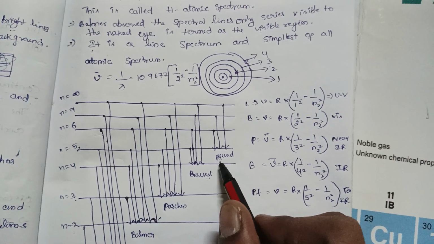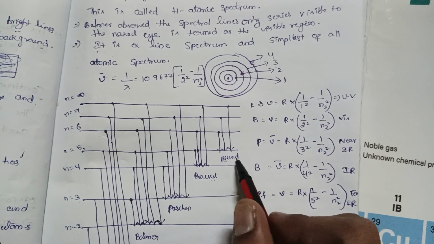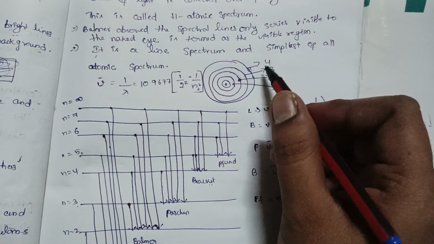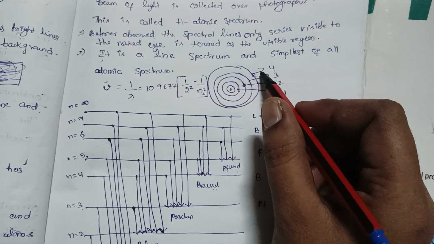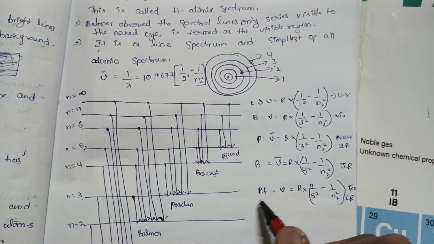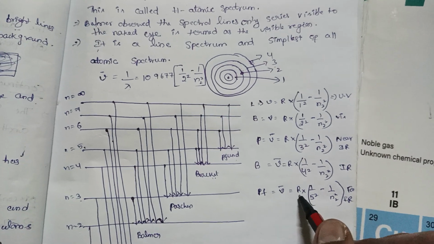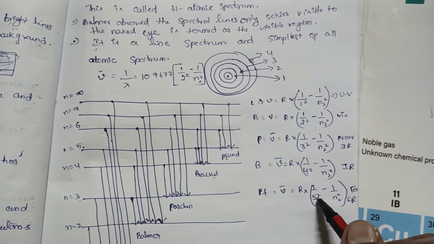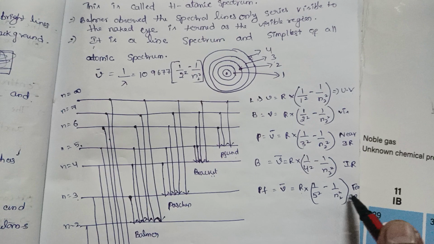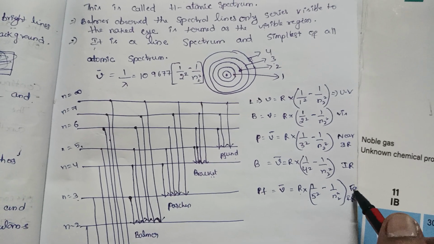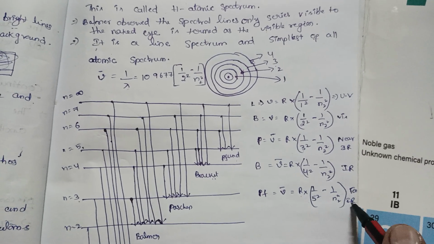Finally, Pfund observed when the electron jumps to the fifth orbit. He gave the equation nu bar equals R into 1 by 5 square minus 1 by n2 square, observed in the far infrared region.